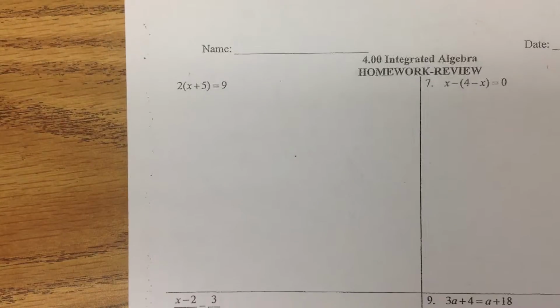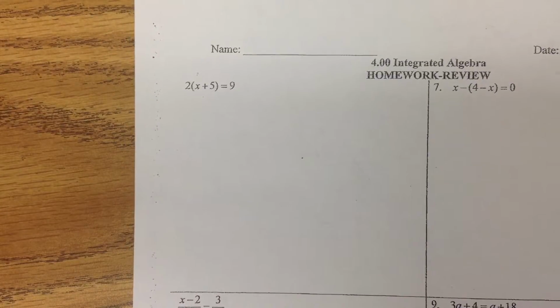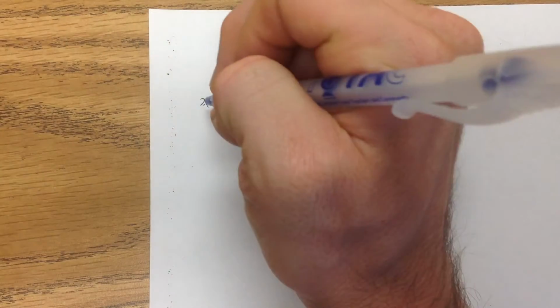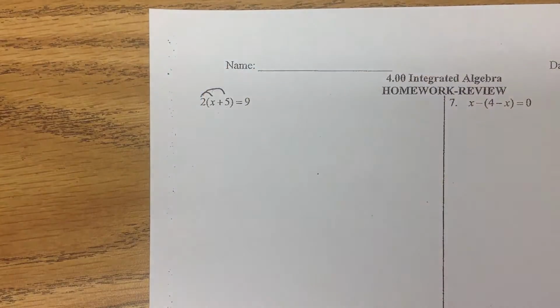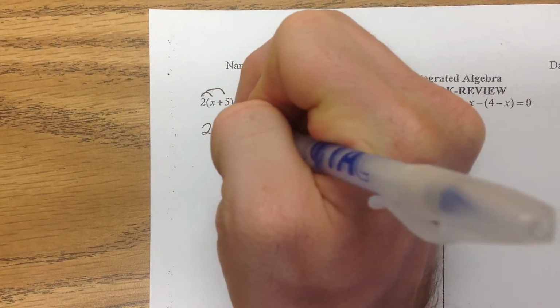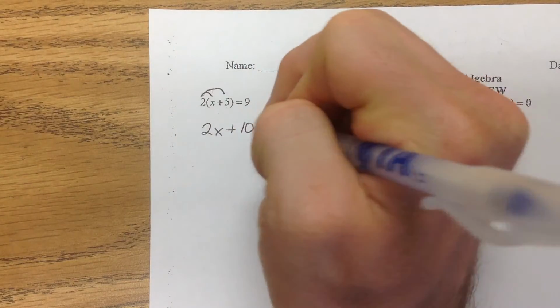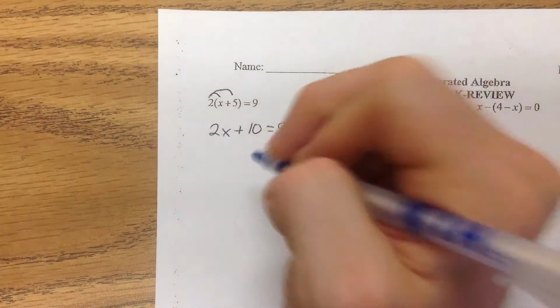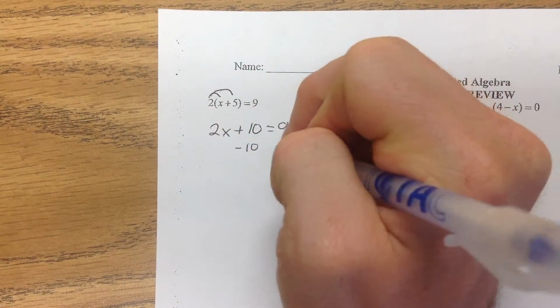All right, let's take a look at the back. Again, we've got some more distribution problems here. So in this first one, we're going to take that 2, and multiply it by both pieces. So 2 times x is 2x, 2 times 5 is 10. Equals 9. We're going to subtract 10 from both sides.